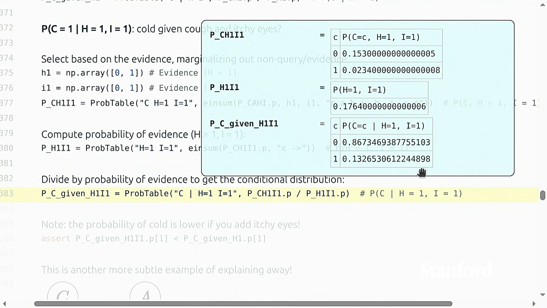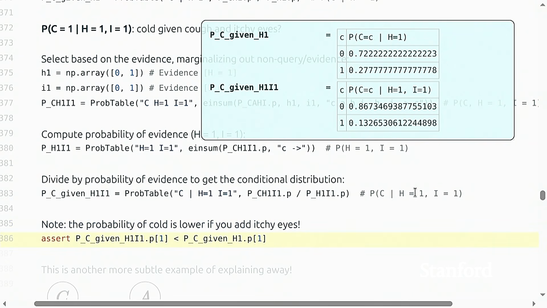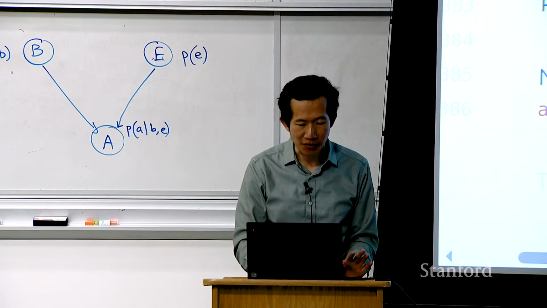Okay, so at this point you're thinking, what's going on here? Let me explain. Actually, let me ask you this question. Why is the probability of cold lower if you add itchy eyes? The probability of cold given just cough is 0.27, and the probability of cold given cough and itchy eyes is 0.13. So it's almost half. Yeah, exactly.